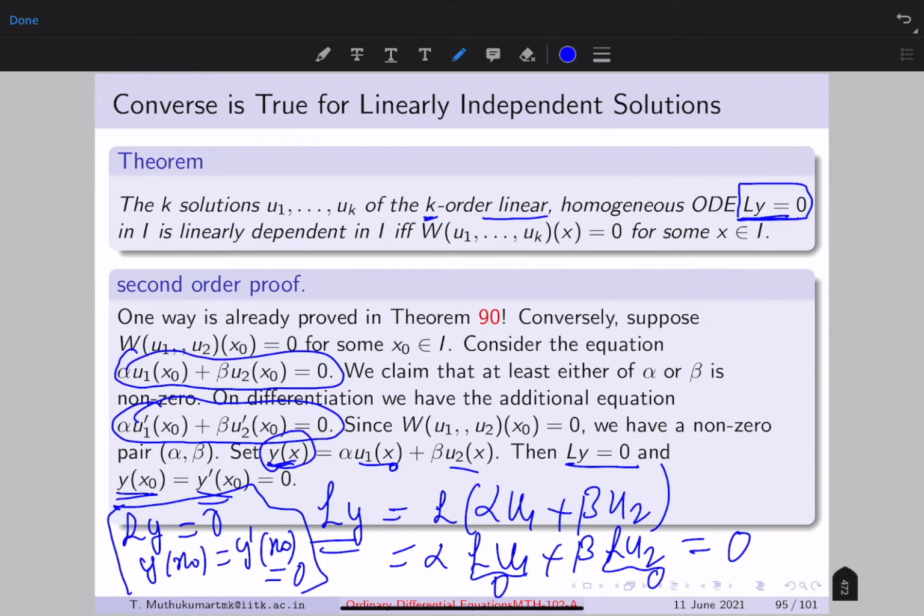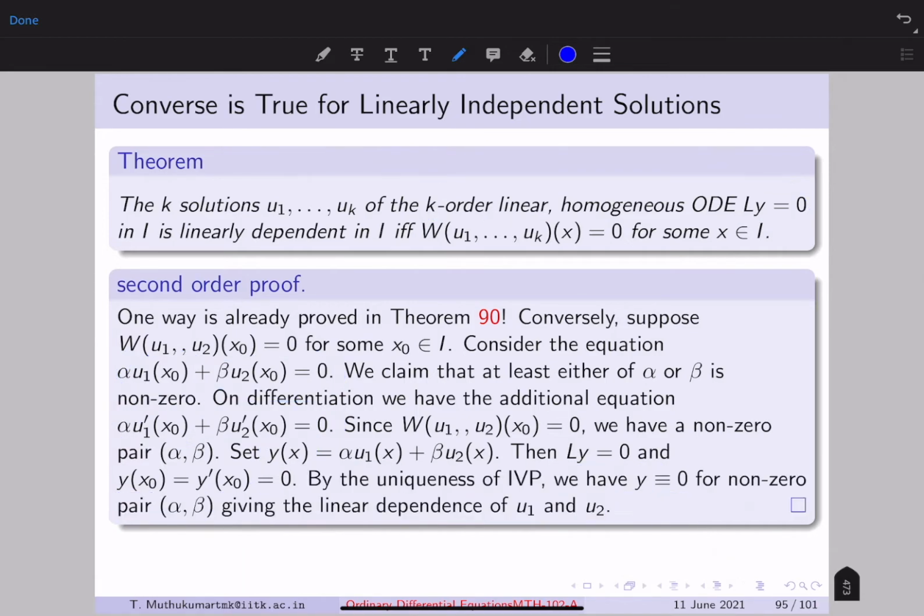So in this case we assume this, and here we are in a nice situation where the coefficients are continuous. So if y is a solution to this initial value problem where the data is 0, that means y should itself be the 0 solution, right? With the uniqueness of the initial value problem, y is 0, where alpha and beta are non-zero. That means this linear combination is 0 for non-zero alpha and beta, which means u1 and u2 are linearly dependent, right?